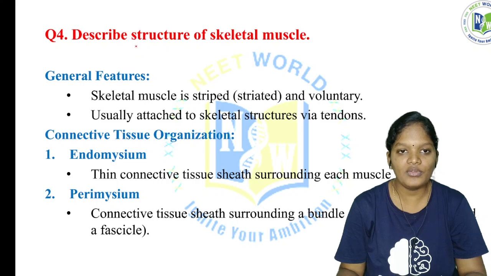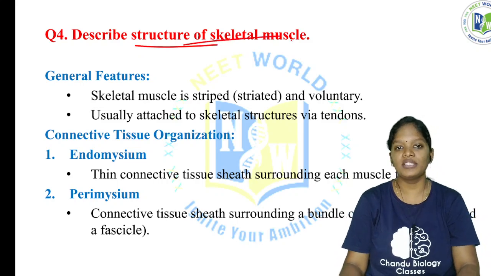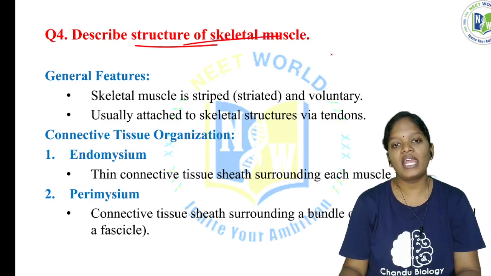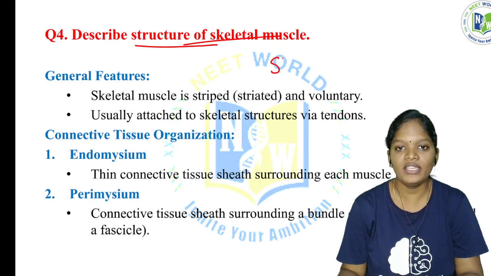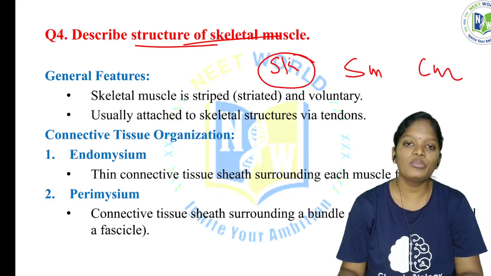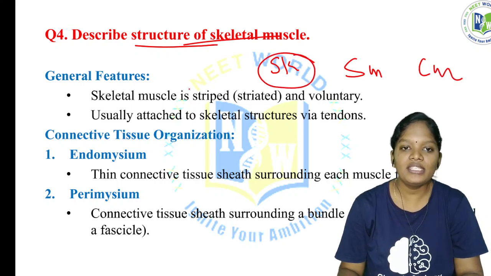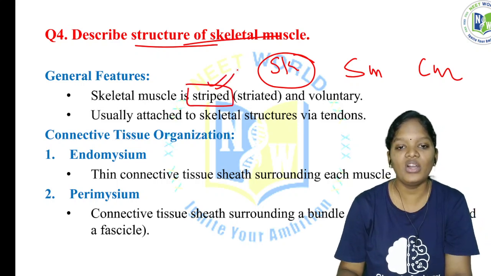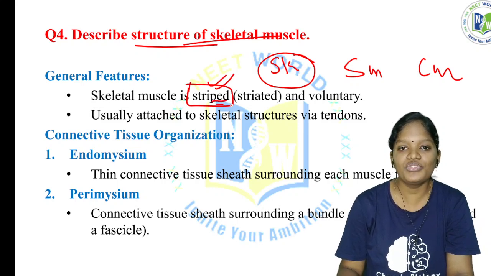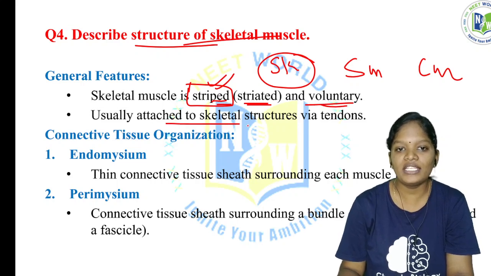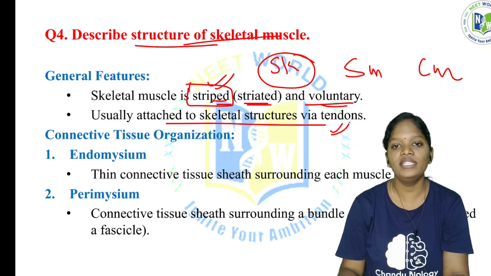Now the next question will be the structure of skeletal muscle. Basically we have three different types of muscle: skeletal muscle, smooth muscle and cardiac muscle. We are going to discuss the skeletal muscle. The basic thing is whether it is striated or non-striated. The skeletal muscle is striped, striated and voluntary. It usually attaches to skeletal structure via the tendons.